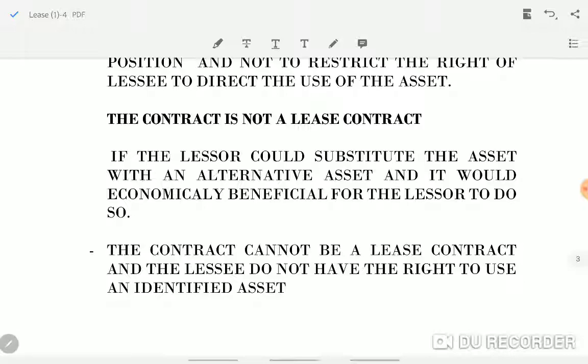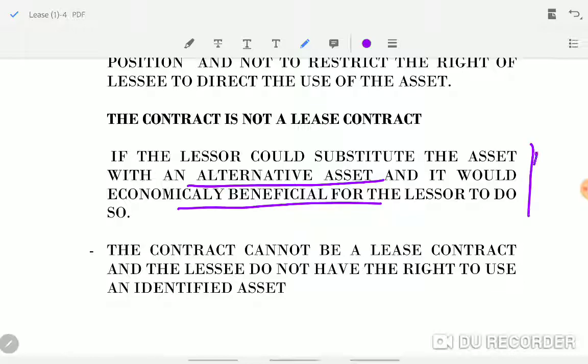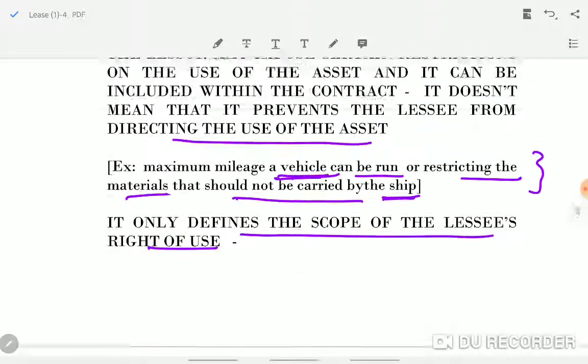The lessor has the right to substitute the underlying asset with an alternative asset, and by doing this, the lessor is economically benefited. So he is doing it. In that case, they are telling the contract is not a lease contract. The reason is because the lessee has no right to use the identified asset, because the asset will be changed by the lessor anytime. So as such, the contract is not a lease contract. We have to know all these points, and there are scenarios to understand these conditions better.